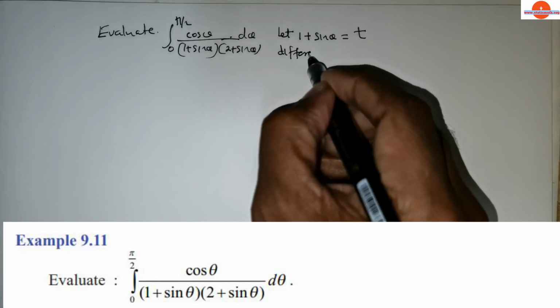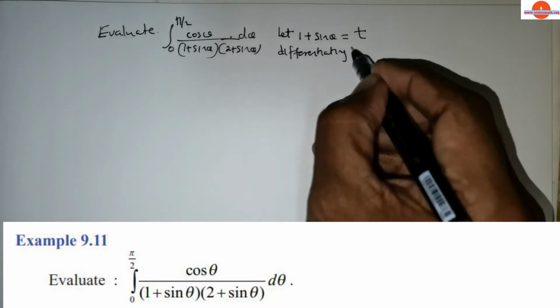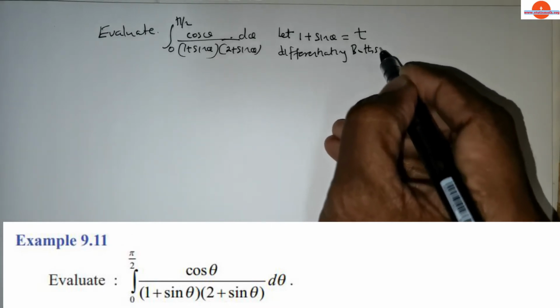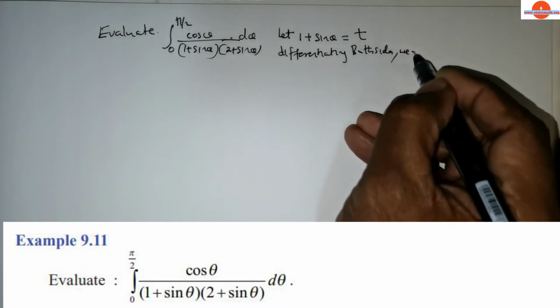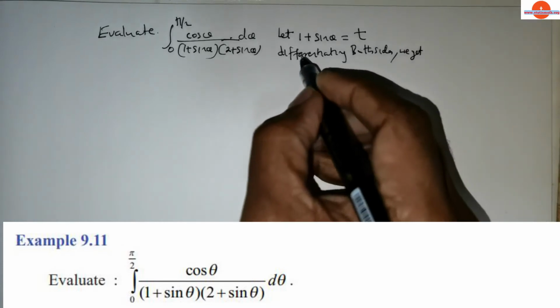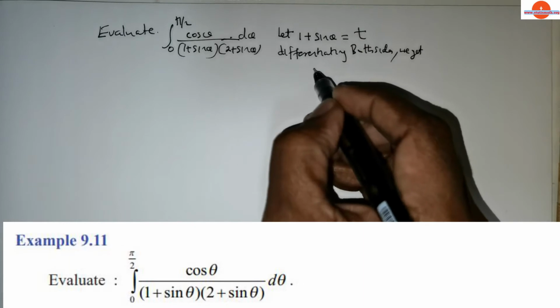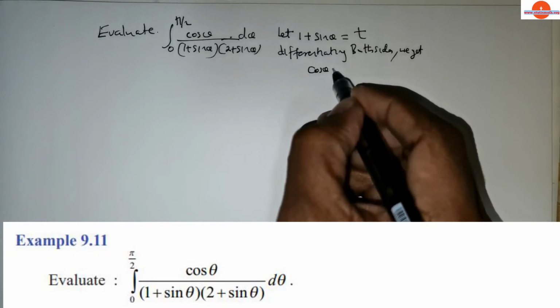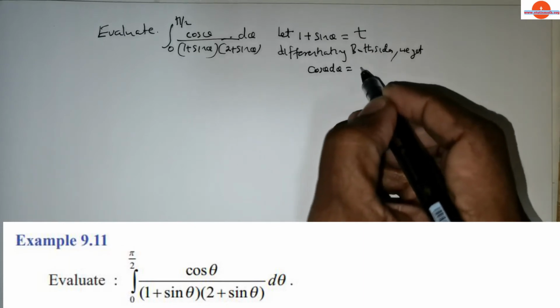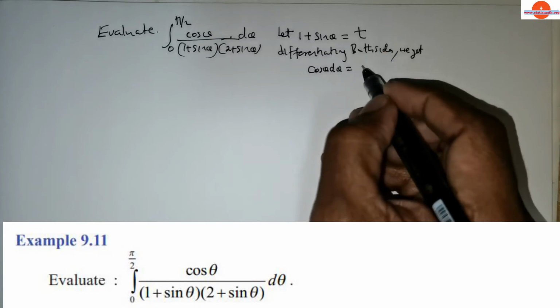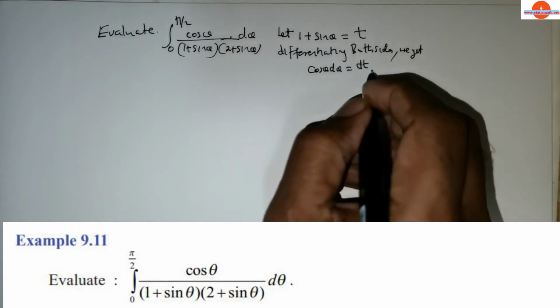Differentiating both sides, we get, it's always good to write these things down. The differential of 1 is 0. The differential of sin theta is cos theta d theta. Of course, the differential of t is dt.